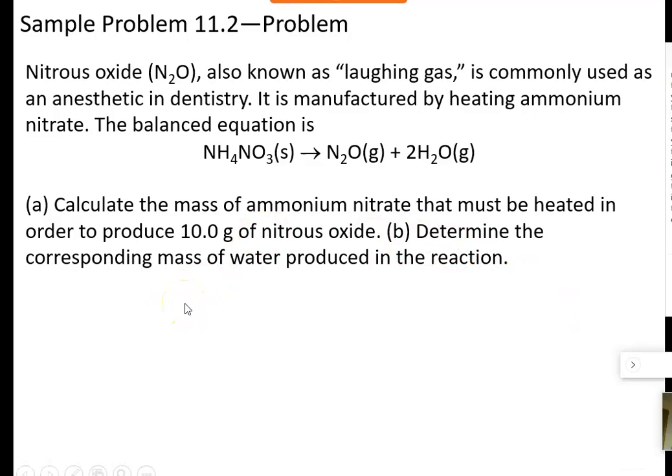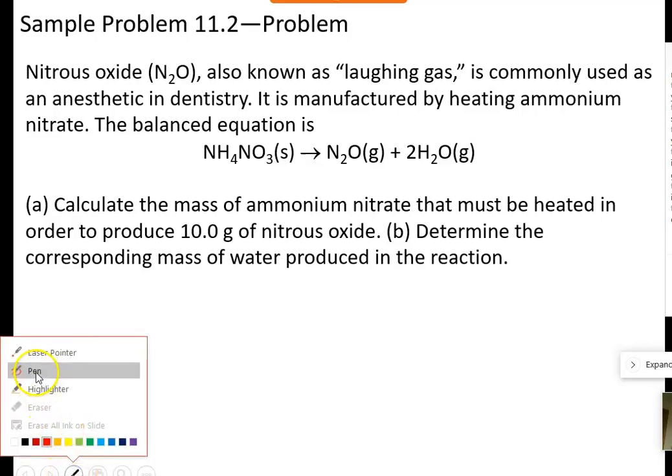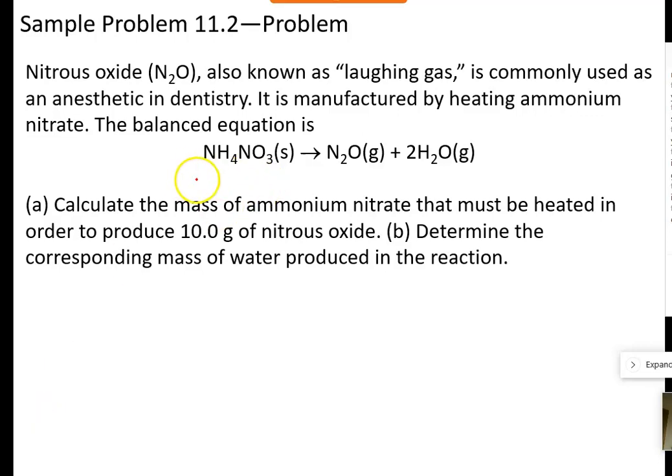Okay, so this was mole-to-mole conversions. What we're doing is using the balanced equation to figure out our mole-to-mole. So I have a 1 here, a 1 here, and a 2 here. Okay, so I think the problem we did is B, determine the corresponding mass of the water produced in the reaction. So I don't think we did A.